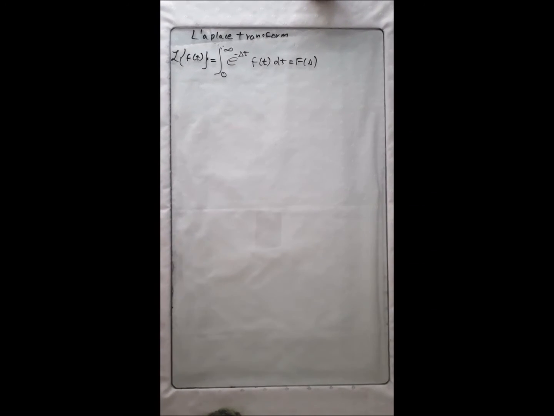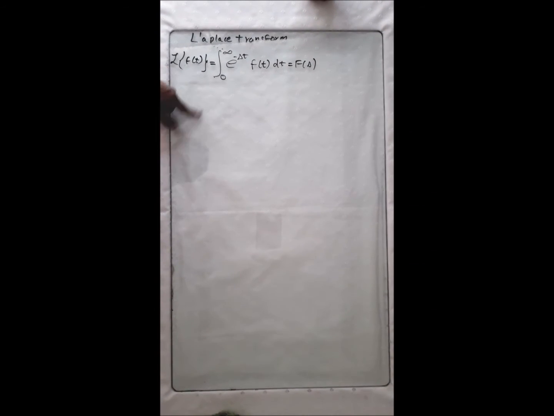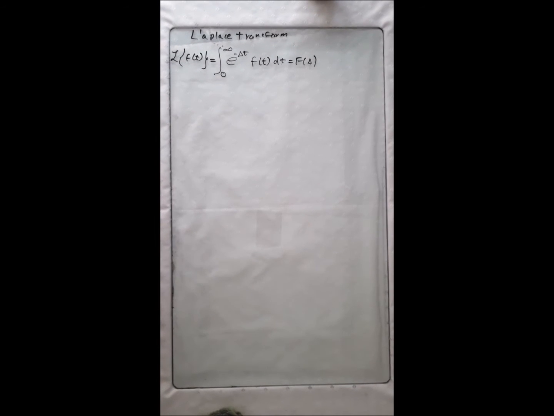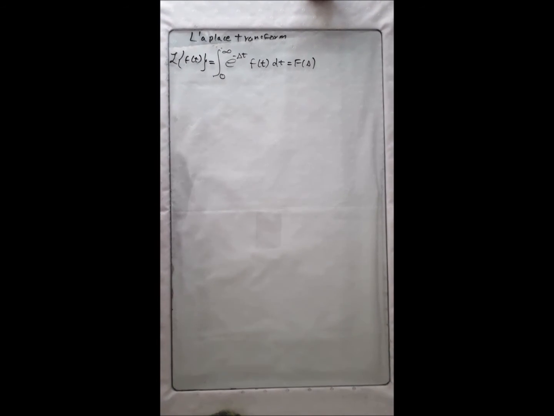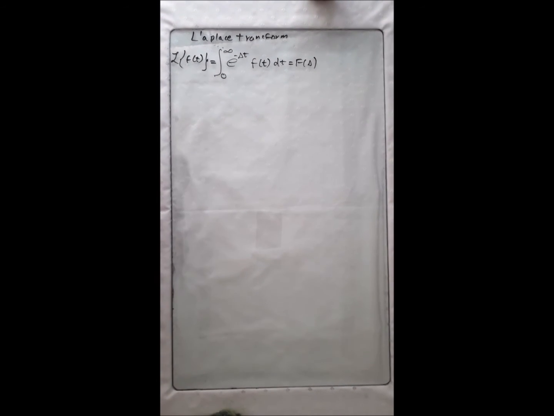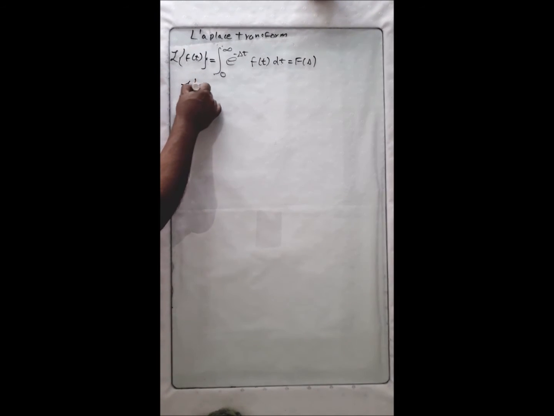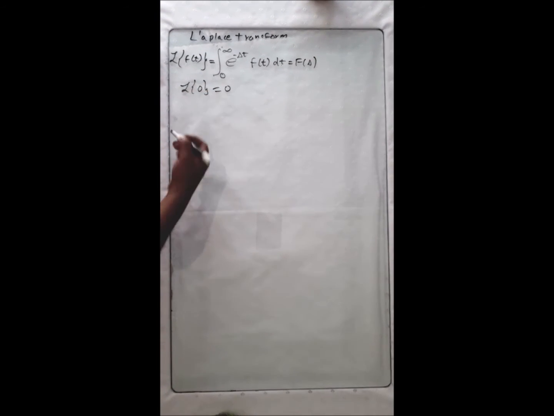Okay, engineers, let's develop the formulas. This is the first formula, the definition of the Laplace transform. We have already seen two other formulas. Now, the Laplace transform of 0 is equal to 0, okay?